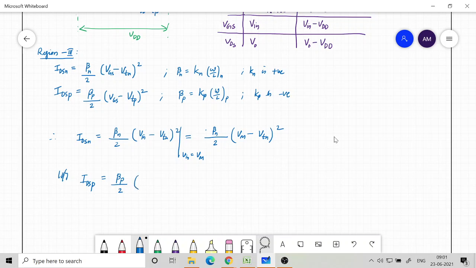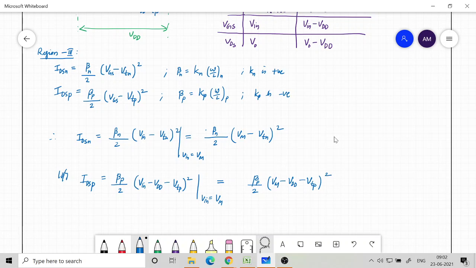Now VGS is Vin minus VDD, so Vin minus VDD minus VTP the whole square. Now into this equation, again we are saying that we are interested in finding out the case where Vn is equal to Vm. So if you put that, we will get beta P by 2 times Vm again minus VDD minus VTP the whole square.